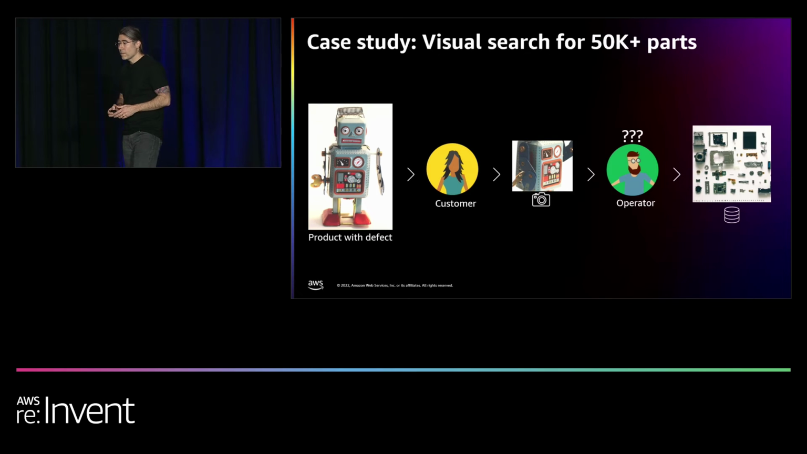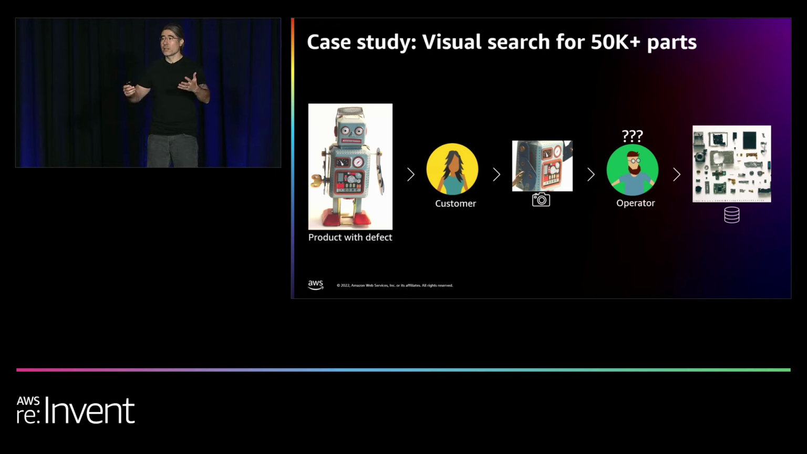So now let me talk about a use case. This is a real use case. I'm working with a customer that makes robots and machines to automate manufacturing lines, and they sell this equipment to their customers. Eventually, after a while, these parts can break during the manufacturing. And when a part is broken, their customers take a picture of this part and send it to them, to say, hey, I need a replacement for this part.